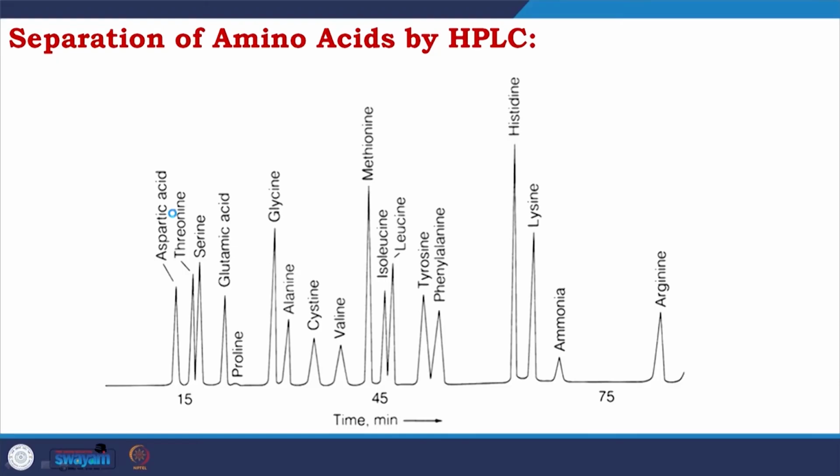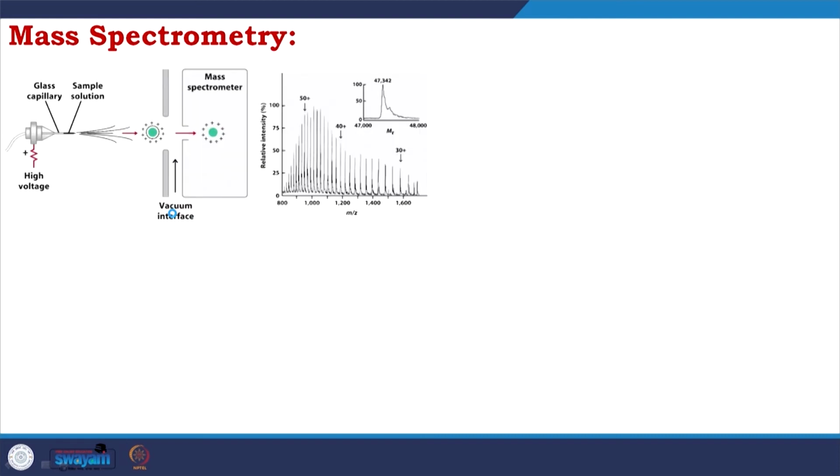When you clip them, you could separate them by using high performance liquid chromatography. This is a very popular method of identifying small molecules. Mass spectrometry is a very popular method. Generally, two types of mass spectrometry method are used. Here I am talking about peptide mass fingerprinting.